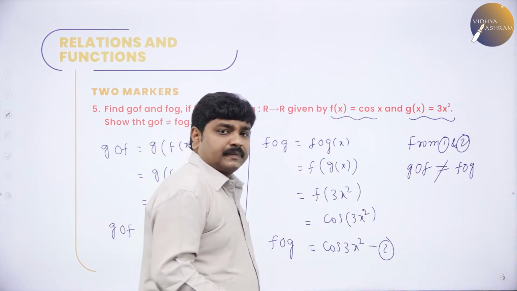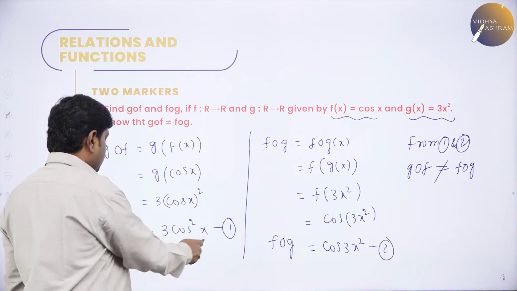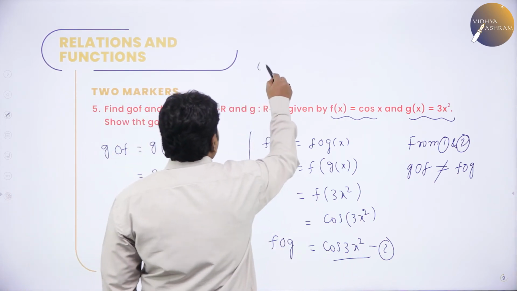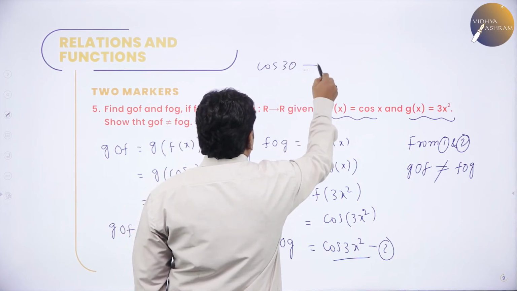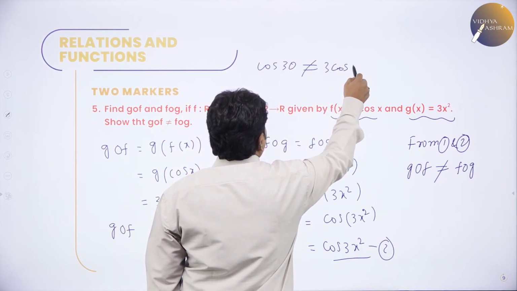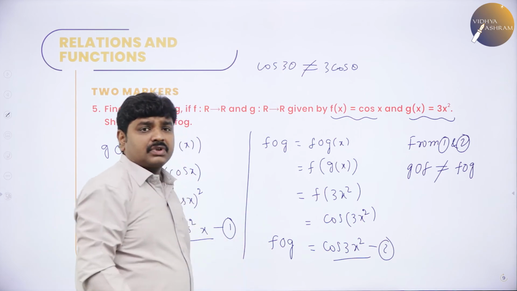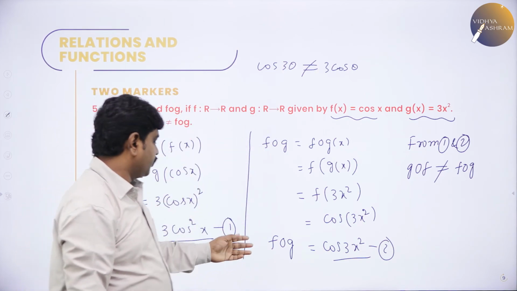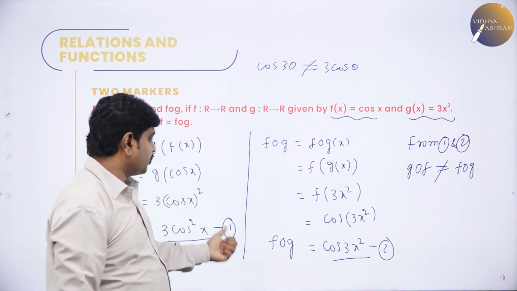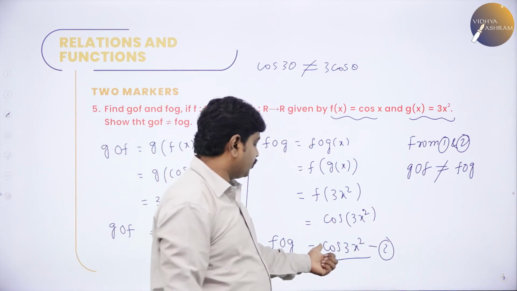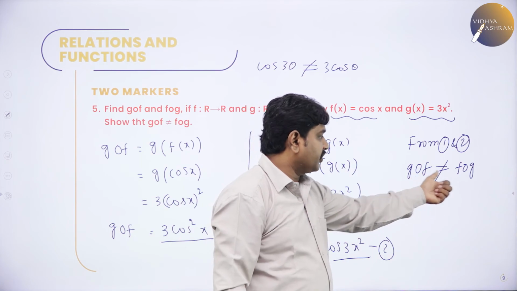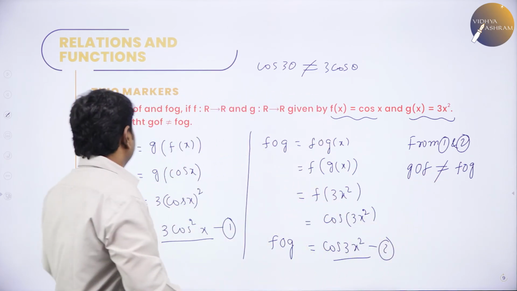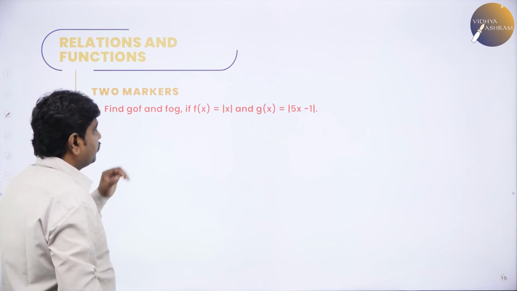Any doubts? Here FOG is 3 times, GOF is cos 3 times. All of you know cos 3 theta is not 3 cos theta. What is cos 3 theta? 4 cos cube theta minus 3 cos theta. You know multiple angles. So therefore, GOF gives you 3 times cos square, FOG gives you cos 3 times. So GOF and FOG both are not same. Hence the proof.